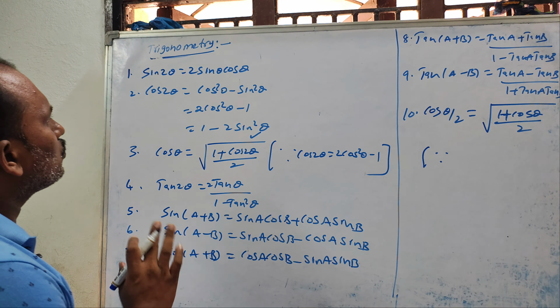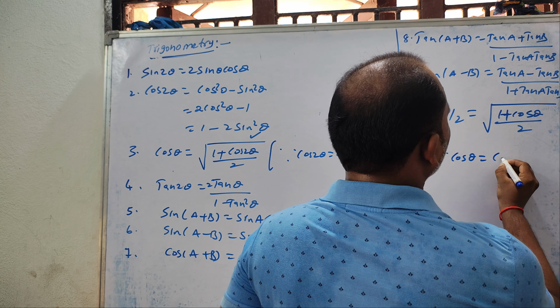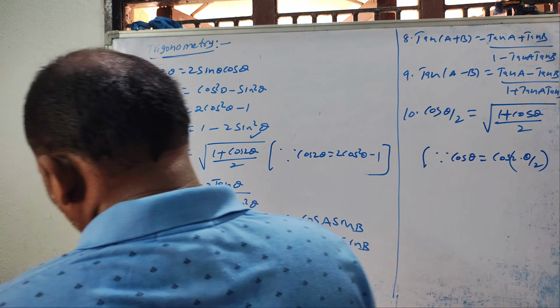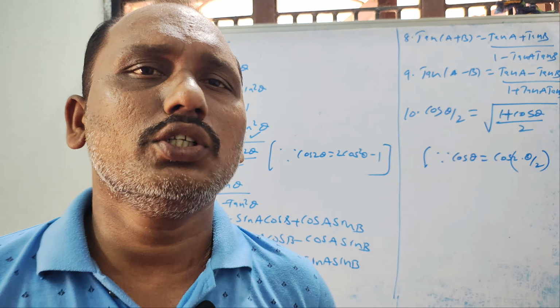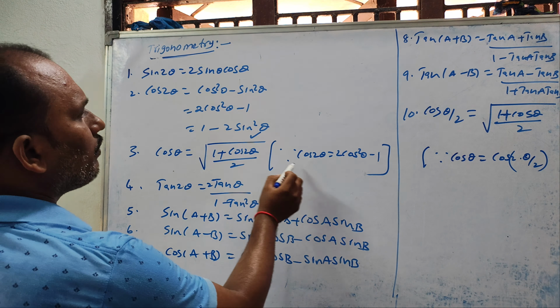So let's say, guys, cos 2 theta. In the place of cos theta, how can I write? Cos 2 into theta by 2. No issue, I hope. So cos theta, can I write cos 2 into theta by 2. This is the way it looks. Cos 2 theta is equal to 2 cos square theta minus 1. In place of 2 theta, how will it look? So cos 2 into theta by 2 is equal to 2 cos square theta by 2 minus 1.